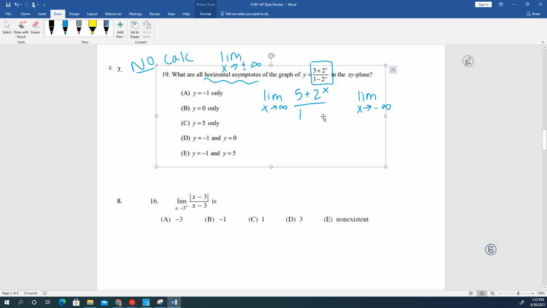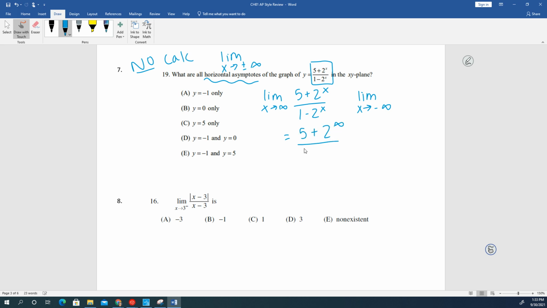Now, this one is not a polynomial, so I can't use that tactic of dividing by the largest power of x in my denominator. So instead, I kind of just have to look at what's going to grow the fastest, or what term's going to overpower when I plug in infinity. It helps you visualize it if you go ahead and direct substitute in infinity.